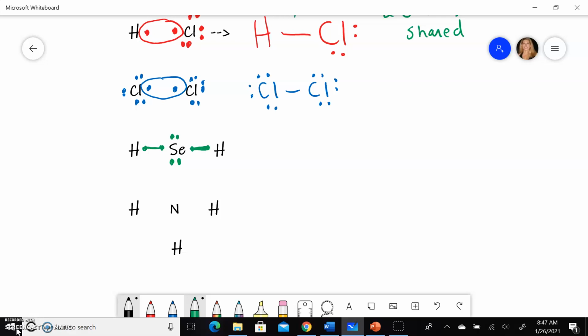And now you can see that each hydrogen has 2 that it's sharing with selenium, and selenium has the 2 on the top and the 2 on the bottom for 4 more. So selenium has 8 in this picture, and each hydrogen has 2, and so everybody is stable.